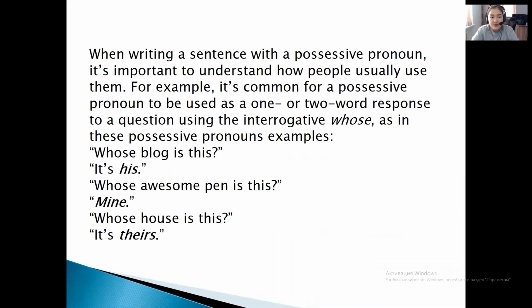When writing a sentence with a possessive pronoun, it's important to understand how people usually use them. For example, it's common for a possessive pronoun to be used as a one or two word response to a question using the interrogative whose, as in these possessive pronouns examples. Whose block is this? It's his. Whose pen is this? Mine. Whose house is this?